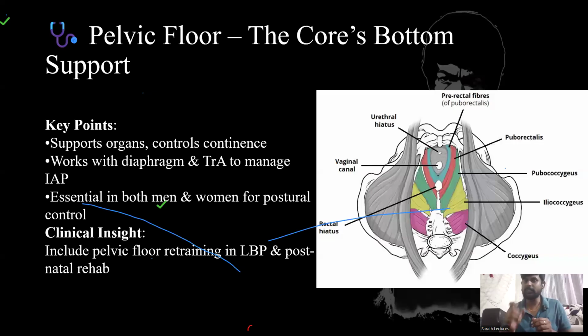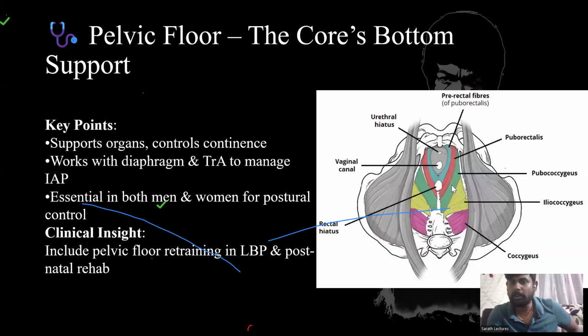Okay, if that muscle is not that, what will happen? That angle won't be maintained, then we won't get fecal continence. We'll get fecal incontinence. And the pre-rectal fibers of the puborectalis muscle help in urethral and vaginal contraction, thereby helping in continence. Continence in the sense of urinary continence.